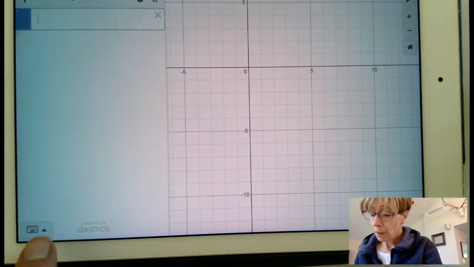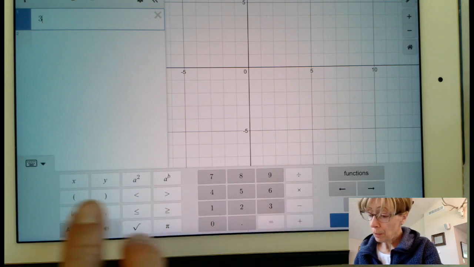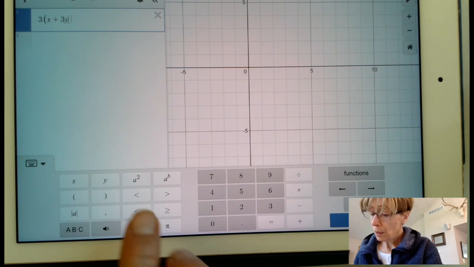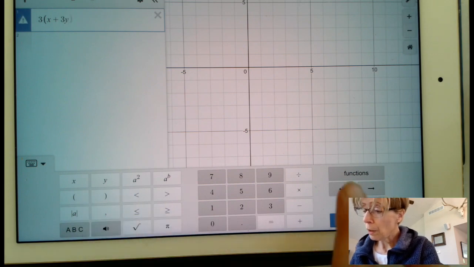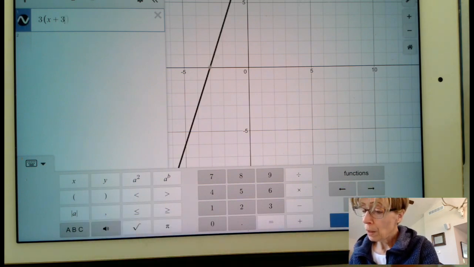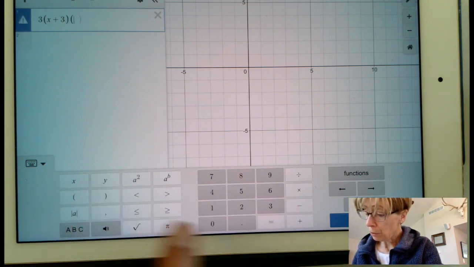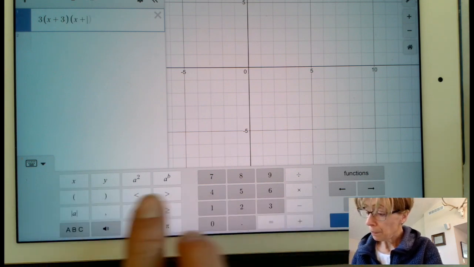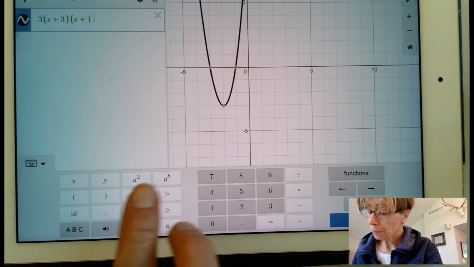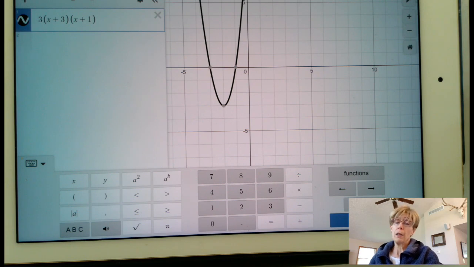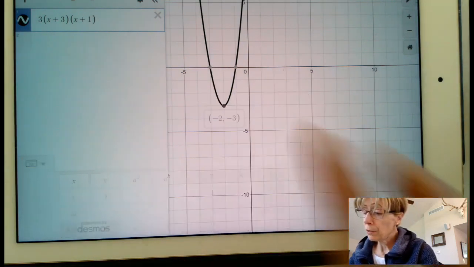I'm going to type in 3, parentheses, x plus 3, and then another parentheses of x plus 1. So there's our picture. And what we've got here is our vertex, which is -2, -3, that we're going to have to mark on the graph.